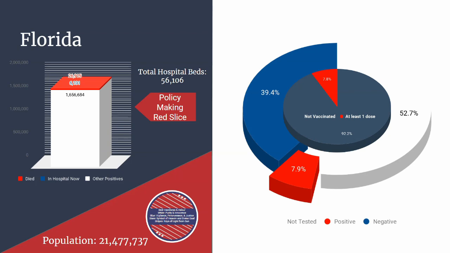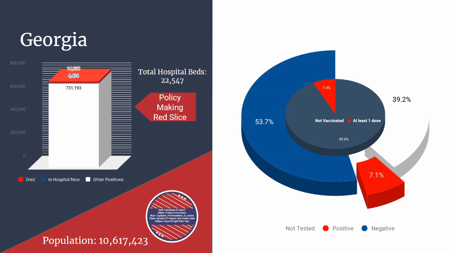Now keep in mind, again, 26,000 people sounds like a lot of people, and it is, especially if you have one that passed away from your household. But in the big picture of things, with their population, that's not a huge number. In Georgia, they vaccinated 7.4% of their population, the negative tests at 53%, positive tests at 7%, 14,000 people died, 4,400 in the hospital, and 22,000 hospital beds.